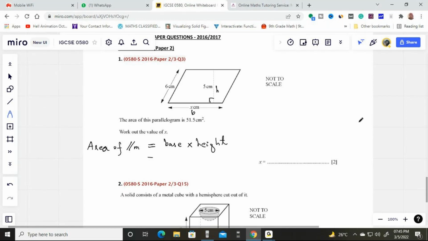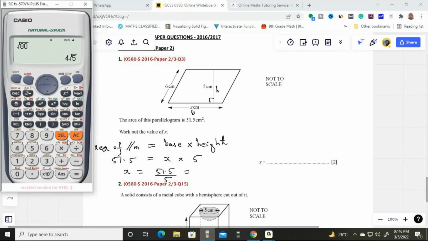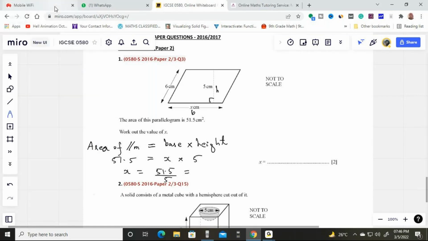Okay, this is the base here. That's the height. Area is 51.5. Simply calculate the value for x. It's going to be 10.3 centimeters. Now, 10.3 centimeters is the value of x.